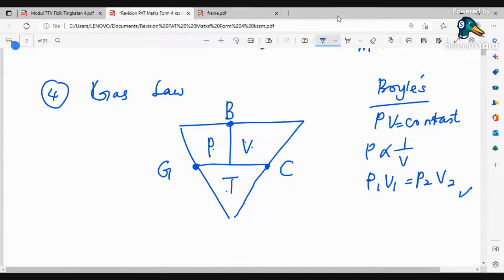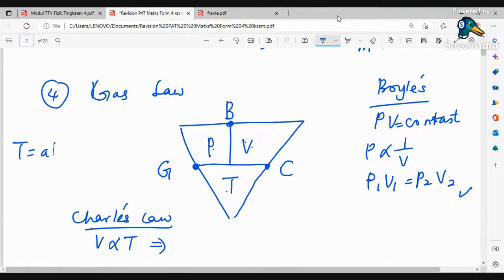Okay, and then we have Charles' law. Charles' law is the relationship between V and T. V is directly proportional to T. T here is absolute temperature, so it means temperature in the Kelvin scale. Okay, Kelvin. Dalam unit Kelvin, bukan degree Celsius.